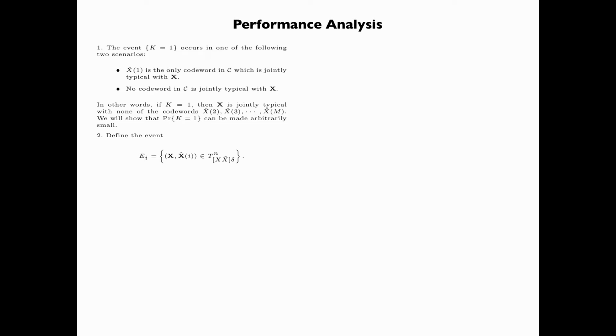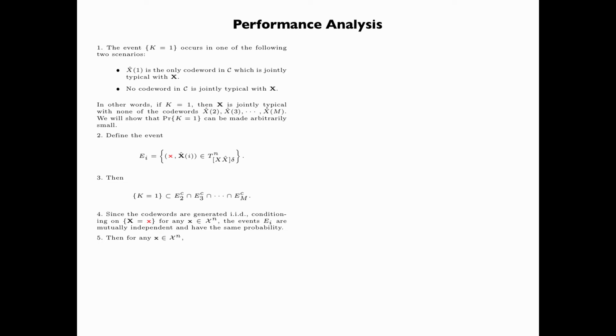Define the event E sub I to be the event that the source sequence and the ith codeword are jointly typical. From the discussion in step 1, we see that the set K equals 1 is a subset of E2 complement intersect E3 complement intersect all the way to EM complement. Since the codewords are generated IID, conditioning on a particular source sequence X, the events EI are mutually independent and have the same probability.